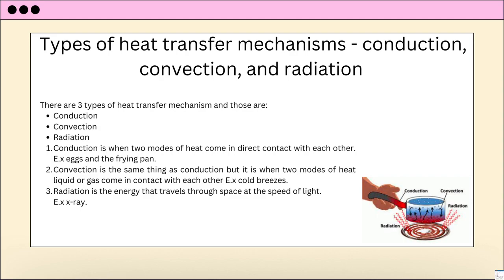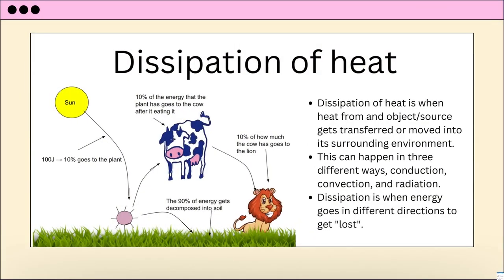Convection is the same thing as conduction, but it is when 2 modes of heat, liquid or gas, come in contact with each other. Example: cold breezes. Radiation is the energy that travels through space at the speed of light. Example: X-ray.